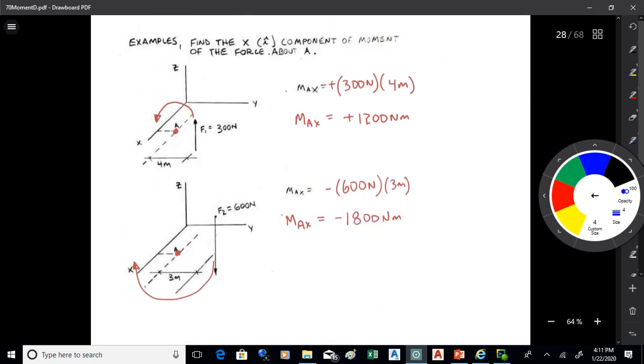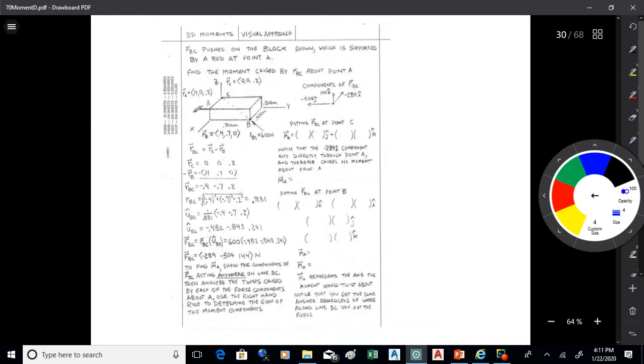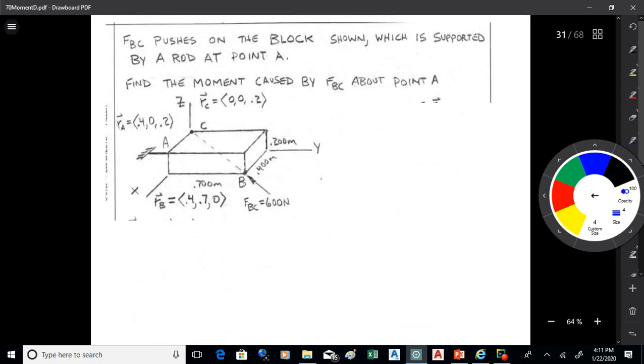So if we're going to do this for a full 3D force and a full 3D moment arm, we have to take the force and break it into X, Y, and Z components, and we take the moment arm and break it into X, Y, and Z components, and then we combine them to get the 3D moment. So I've got an example of this. Now, this is on the next page, 280, thanks.